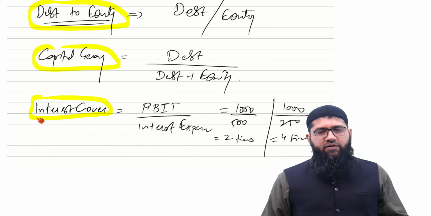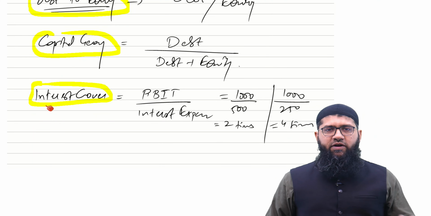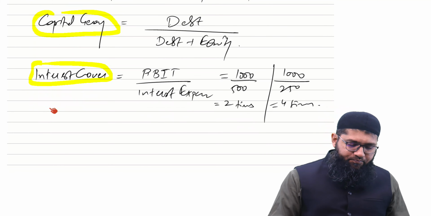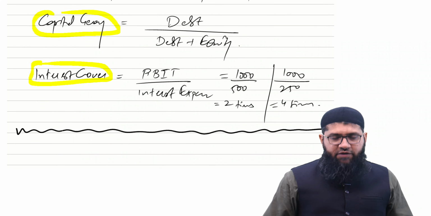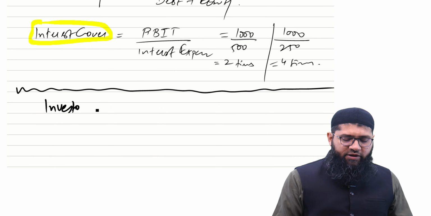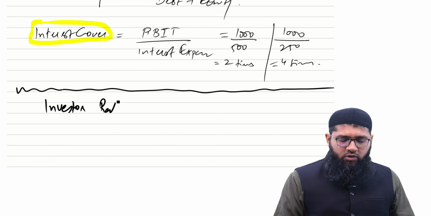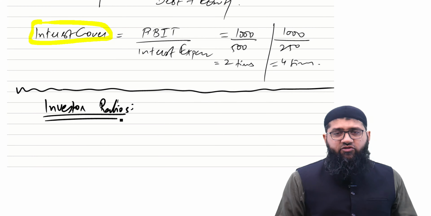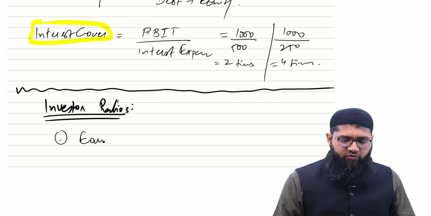Now let's move a bit forward and discuss further. We have gone through these different types of ratios. If I move forward and talk about the investor ratios, or the owner ratios, or the shareholder ratios, what are the key investor ratios that we should know? Amongst the key investor ratios that are usually examined, one of them is called earnings per share.